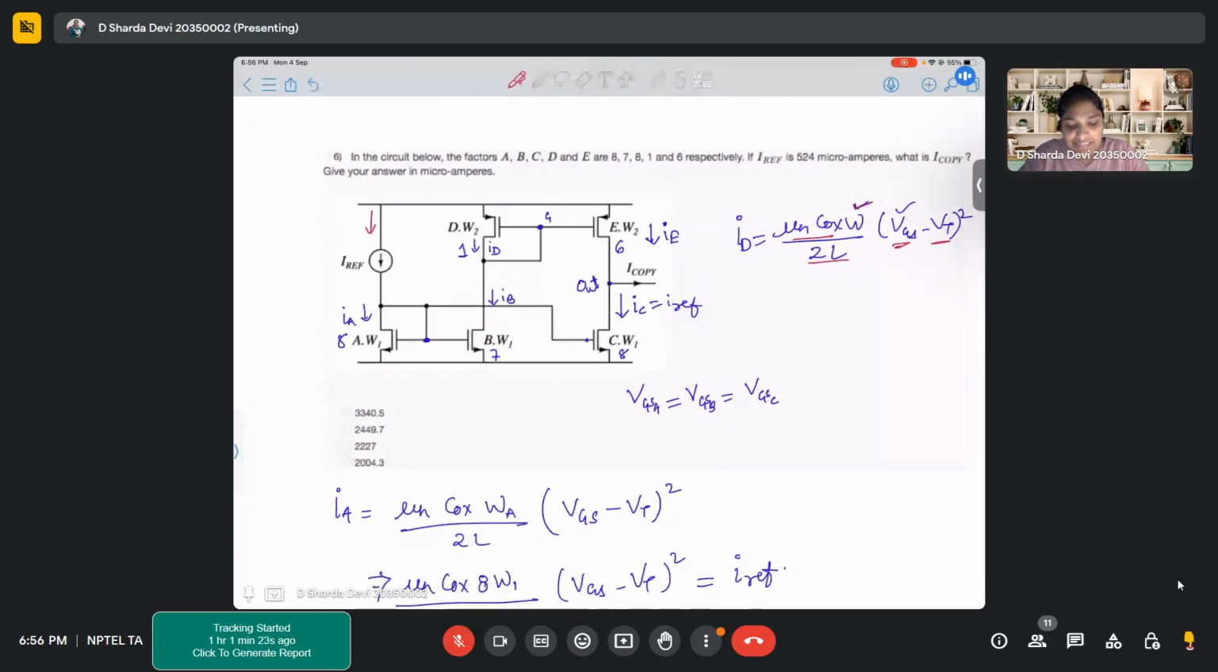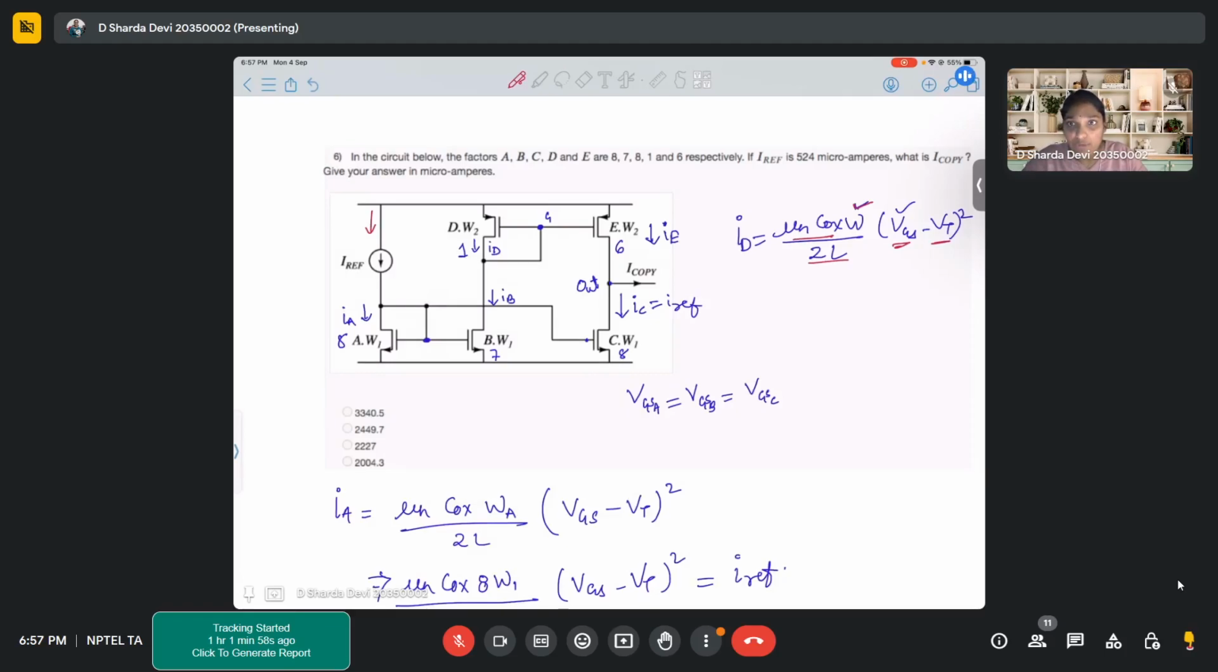Now for transistor A you have 8 times W1 as width. For transistor C again you have 8 times W1 as your width. Will your current be equal in both the transistors? Yes. Correct, right? So that's why we wrote down, okay, IA is equal to IC. So the current flowing through C is again IREF. Are you following? So now IA became equal to IC.